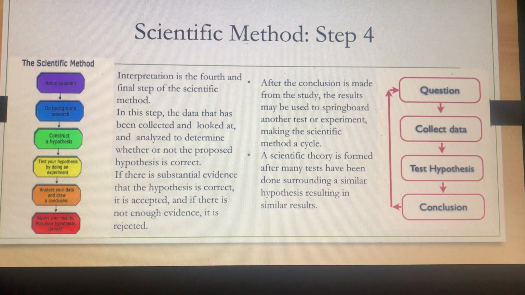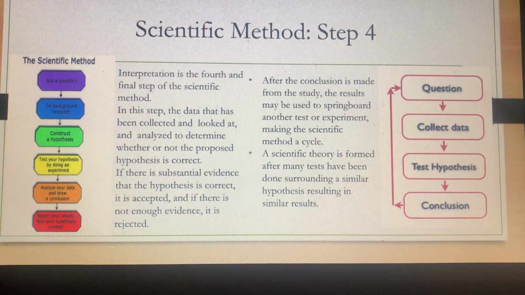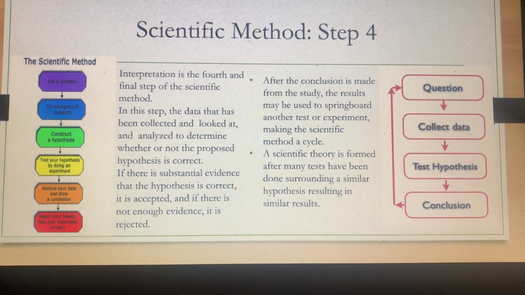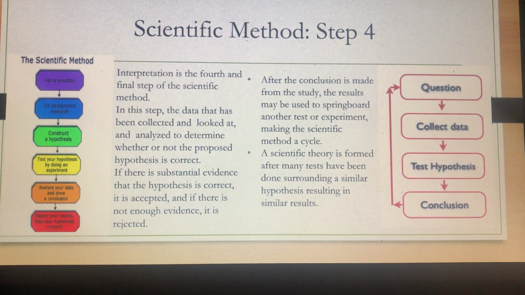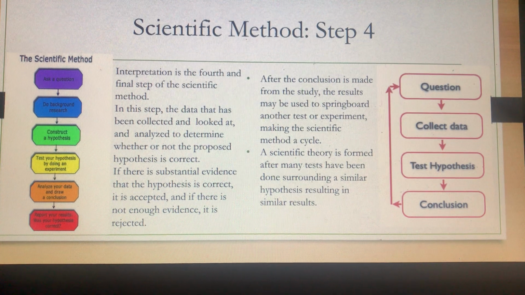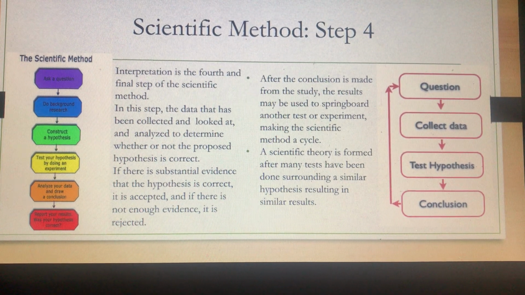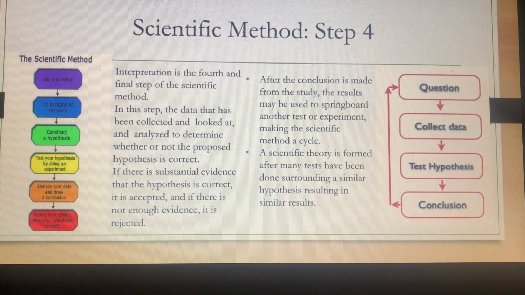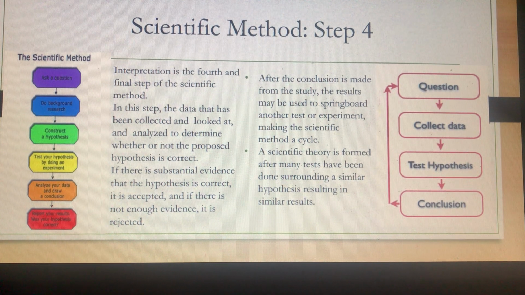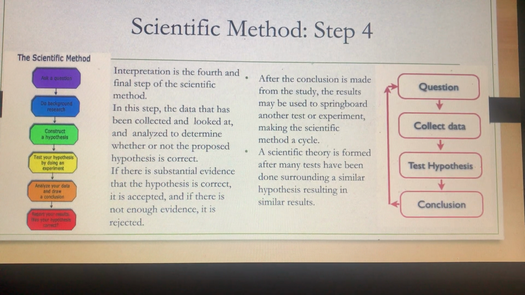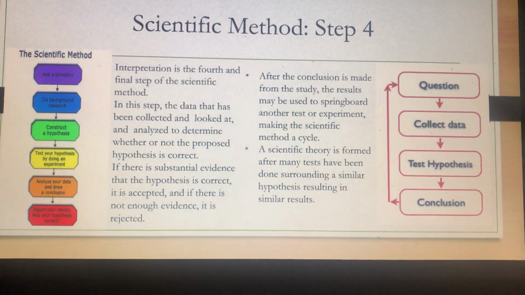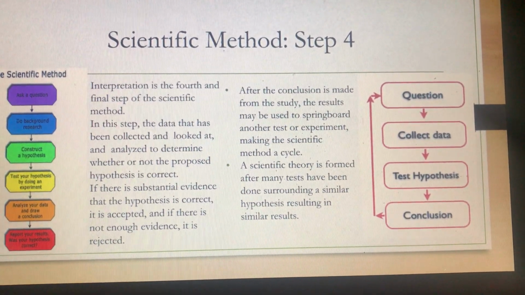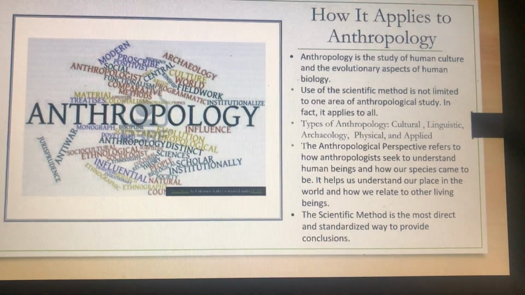After the conclusion is made from the study, the results may be used as a springboard for another test or experiment, making the scientific method a cycle. A scientific theory is formed after many tests have been done surrounding a similar hypothesis, resulting in similar results.